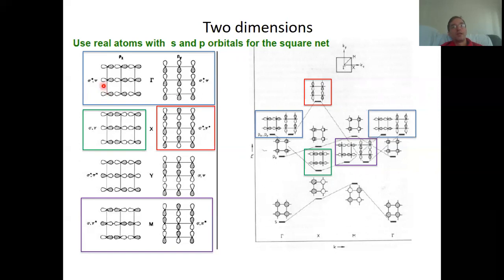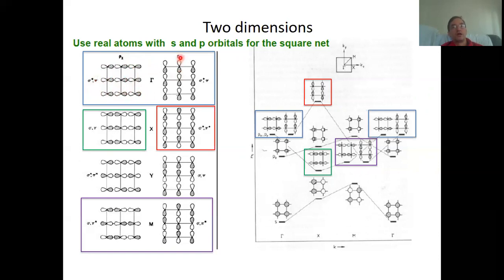All right, now you can see that there's sigma orbital overlap in x direction, and the sigma orbital overlap is antibonding. Whereas in y direction we have pi orbital overlap, which is bonding. But of course the sigma orbital overlap counts more because it's stronger. So for that reason, this crystal orbital here is antibonding overall.